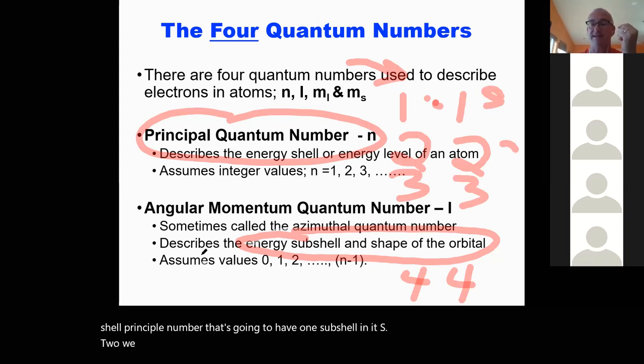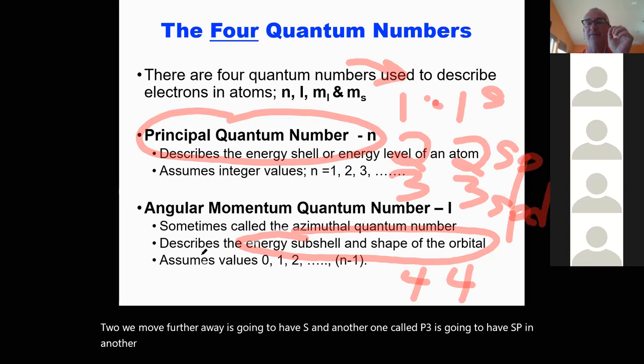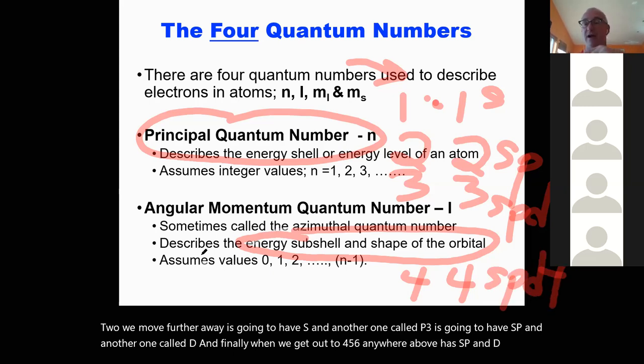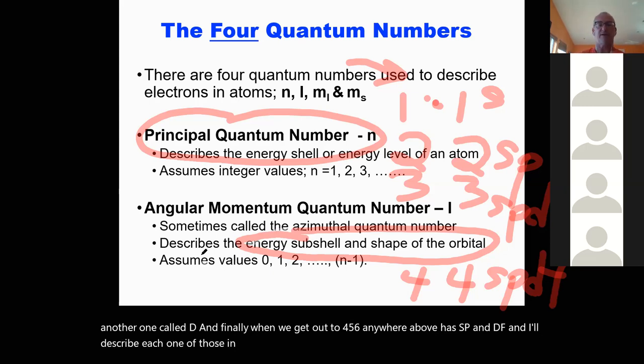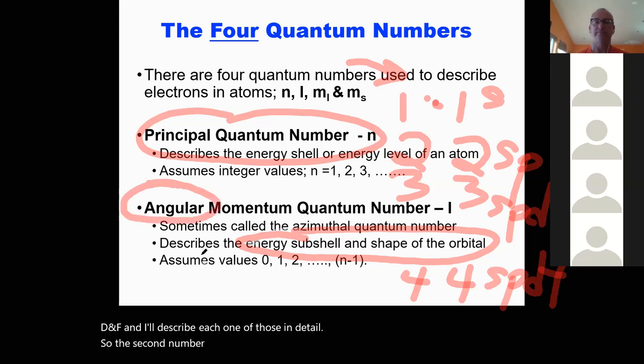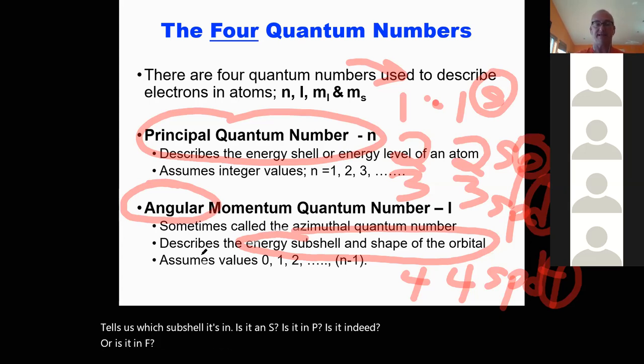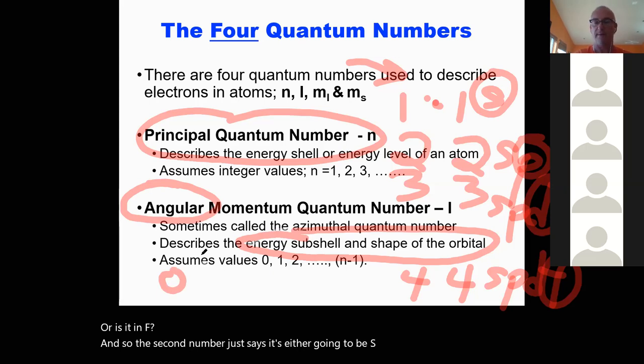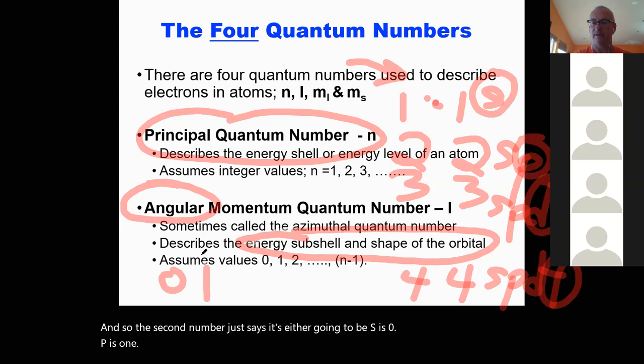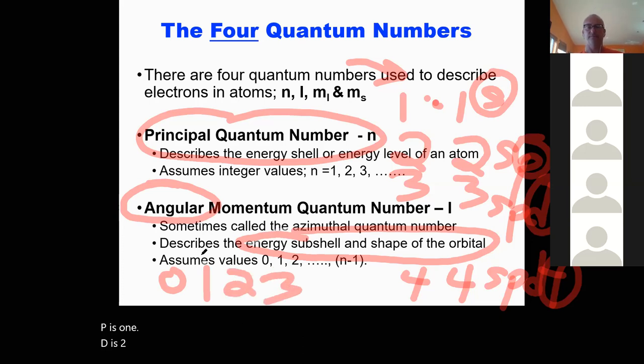Two, we move further away, it's going to have S and another one called P. Three is going to have S and P and another one called D. And finally, when we get out to 4, 5, 6, anywhere above, has S and P and D and F. And I'll describe each one of those in detail. So the second number, the angular number, tells us which subshell it's in. Is it in S? Is it in P? Is it in D? Or is it in F? And so the second number is either going to be S is 0, P is 1, D is 2, and F is 3. So our first number is 1, 2, 3, 4, 5. Our second number is 0, 1, 2, 3. So far, so good, right?